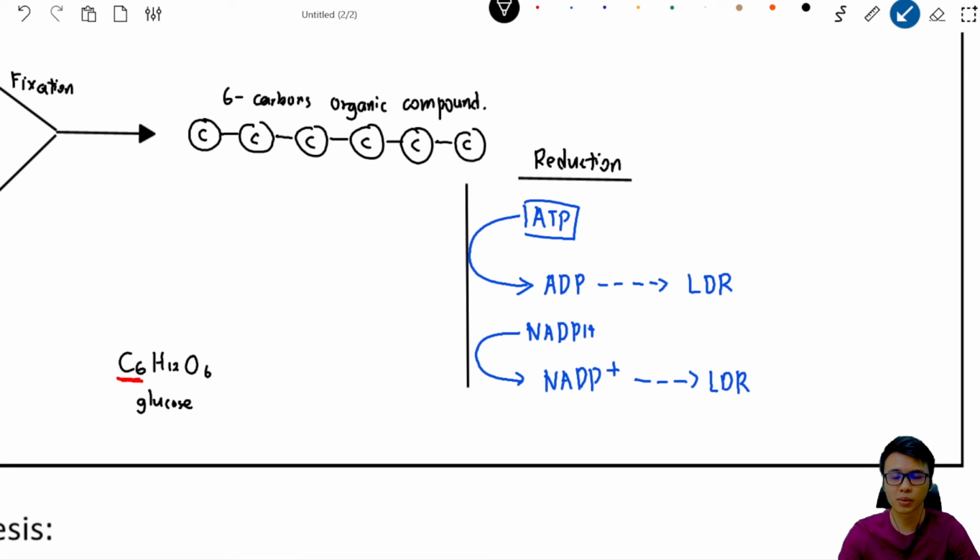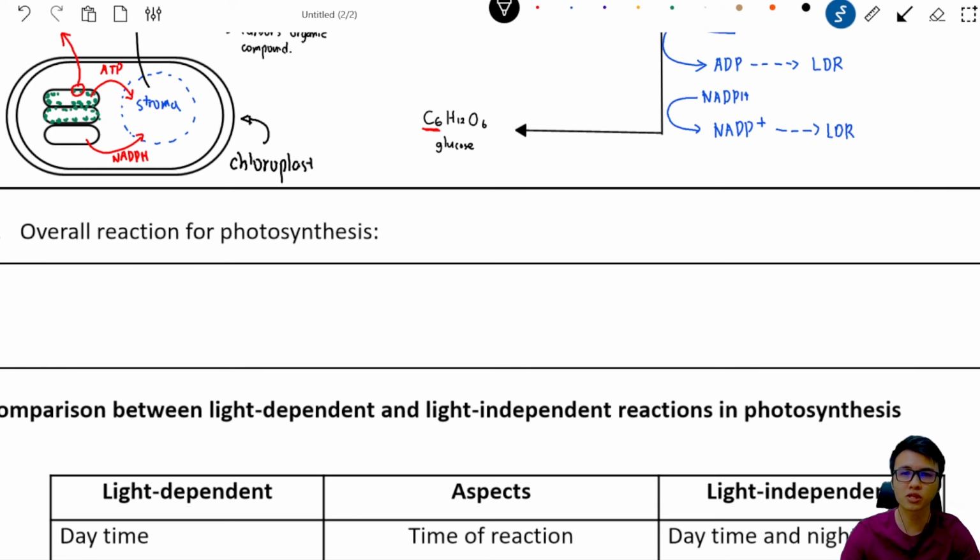After the 6-carbon organic compound goes through the reduction process, eventually it will form C6H12O6, the glucose. And this is the product that we want in the light independent reactions. Alright, so let's put the whole thing together.